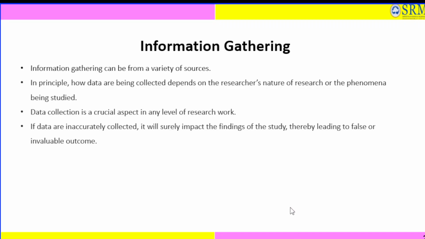Information gathering can be from a variety of sources. So, what do you mean by this variety of sources? This means that data can be collected from different places, such as surveys, interviews, observations, experiments, or existing databases. And the choice of sources depends on the specific research question and the nature of the phenomena being studied.